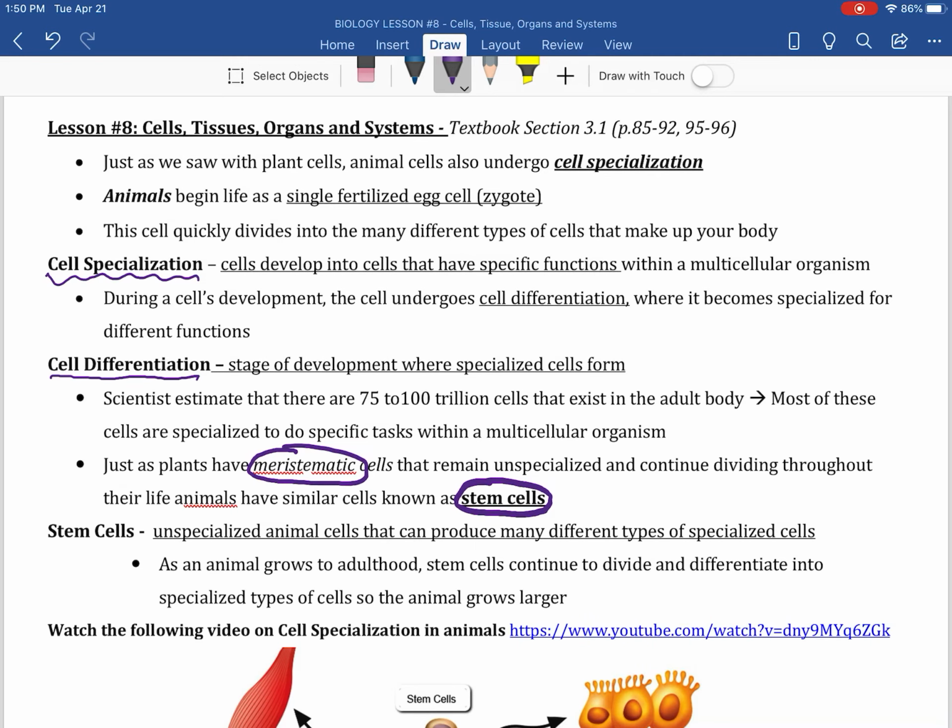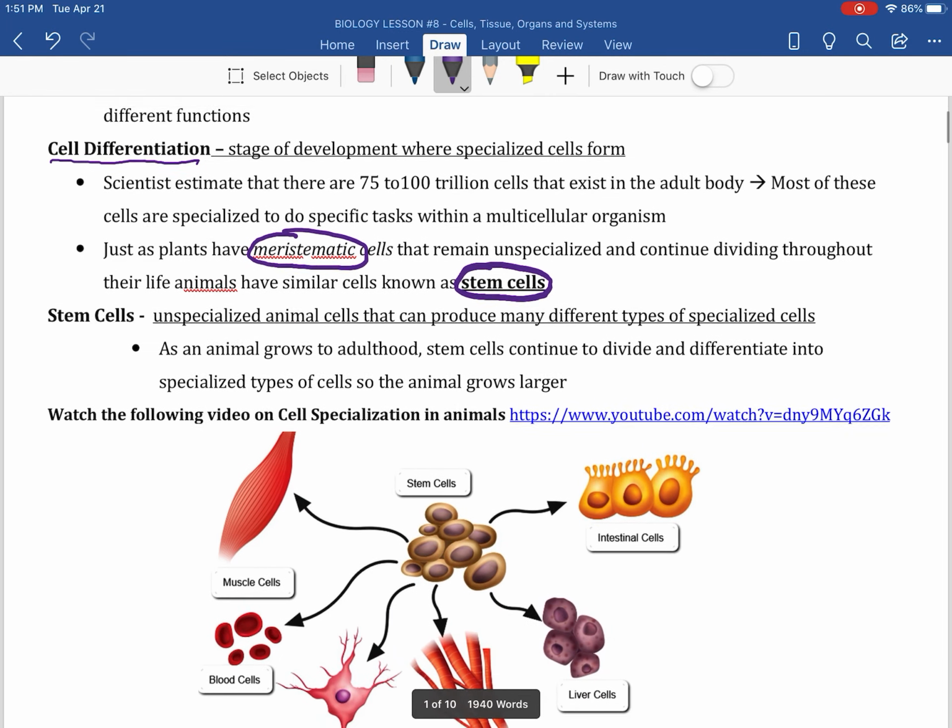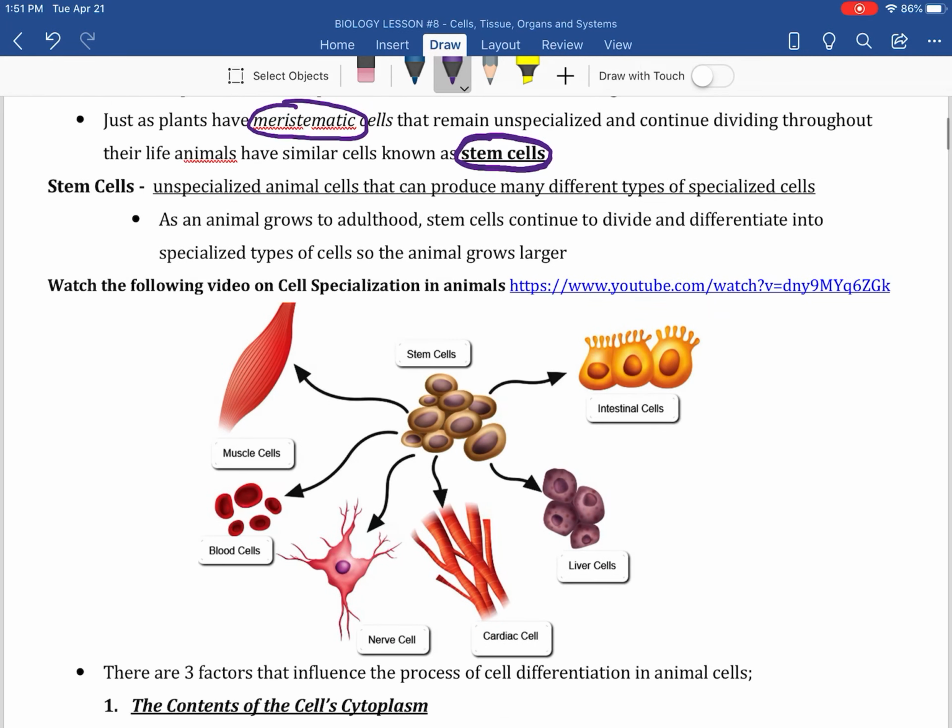Okay, so once again, stem cells are animal cells that have the capability of becoming anything. That's what makes them so valuable. They can be induced, and that's the word, they can be induced or made to become a bunch of different types of cells. Okay, so here is a picture I like. So here's a video. Should you desire, you can watch it and it will help you learn a little bit more about cell specialization in animal cells.